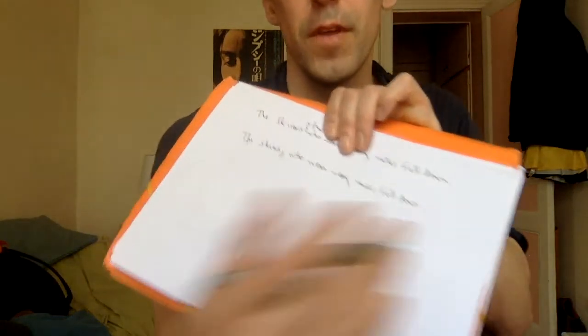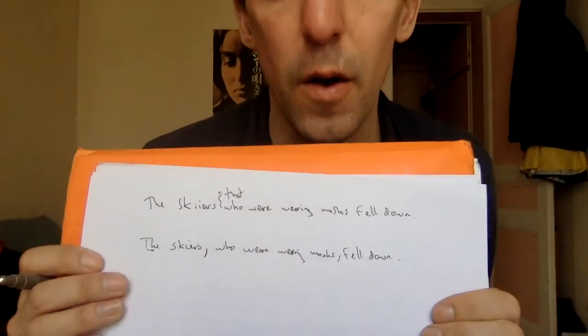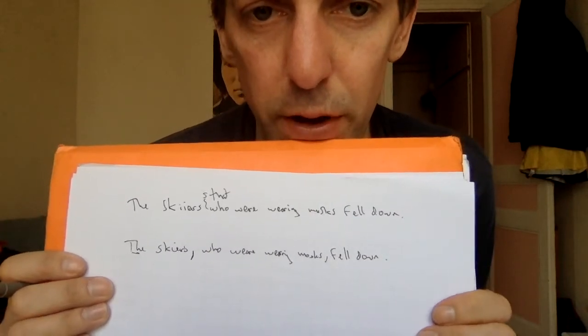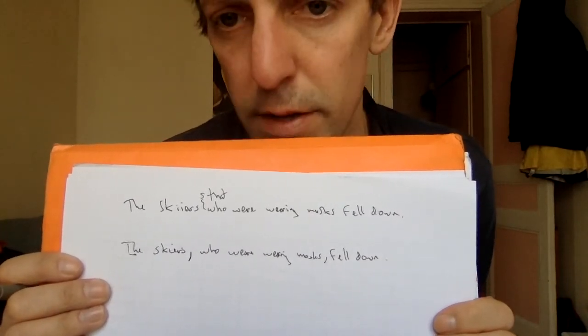So that means we can have what appears to be the same relative clause. We can say who were wearing masks, and notice we're going to have commas here to indicate that we're constructing the referent in a different way. So we're going to say the skiers, who were wearing masks, fell down.